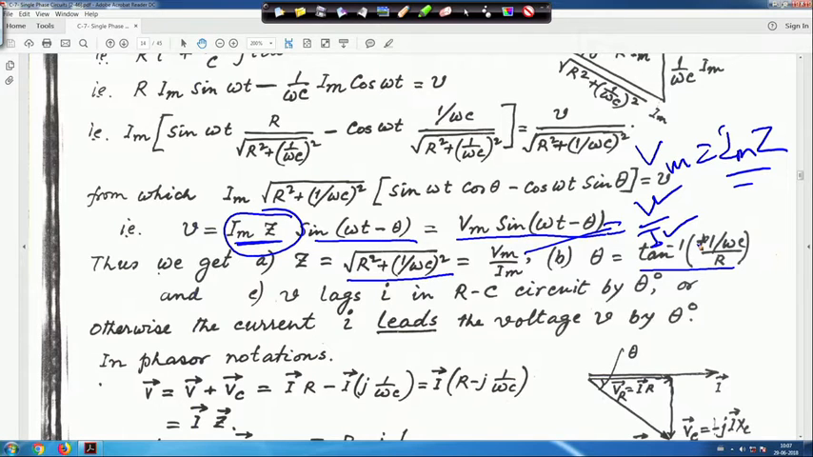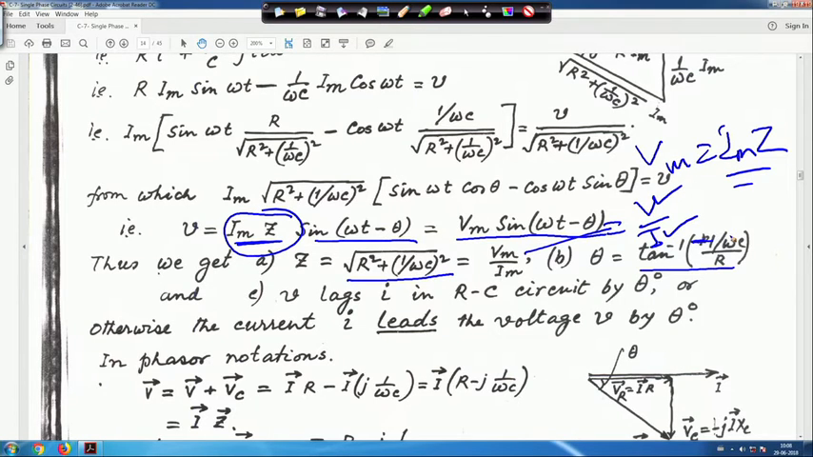So in this case, you can write tan inverse of minus 1 upon omega C R. In the case of the inductive circuit, theta was positive, it is tan inverse of L omega by R.